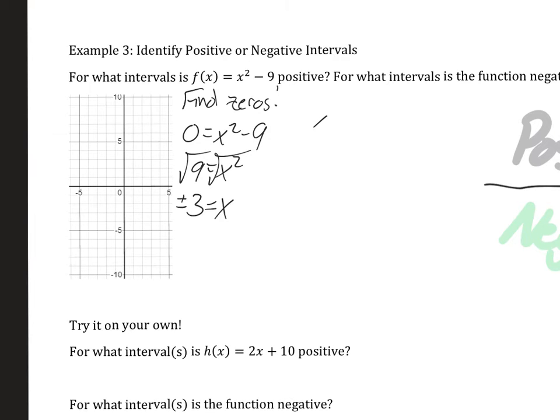Okay, and then y equals 0 squared minus 9. We're just plugging in 0 for x. So y equals negative 9. So that tells me that I'm going to put dots on the x-axis at positive 3, 1, 2, 3, and negative 3, 1, 2, 3. And then we're going to put a dot at negative 9 on the y-axis. So right here.